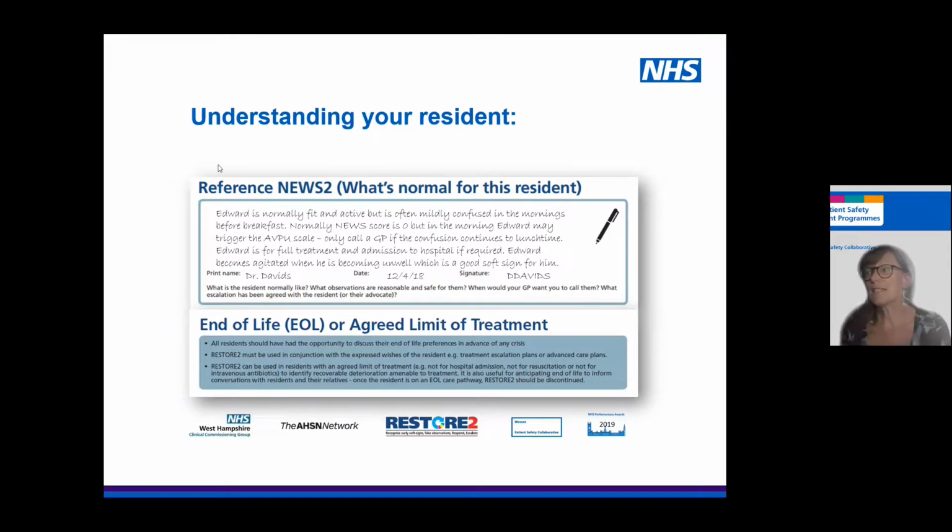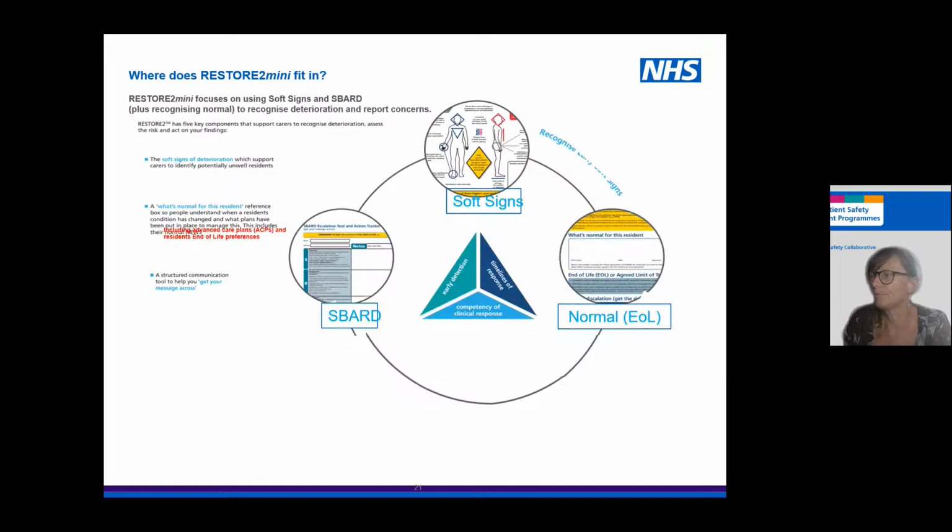So this is one of the case studies that we work through. This resident is called Edward, and we talk about how his News2 score is quite changeable. He could be 0, but in the morning he might have confusion, and we talk through what's a new confusion and what's a normal confusion. You can see here that his wishes are well documented, and then we work through another case study where the delegates have a go at plotting their own what's normal for the resident.